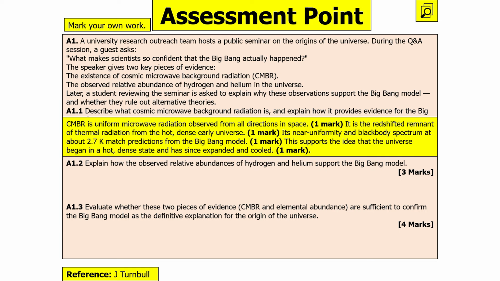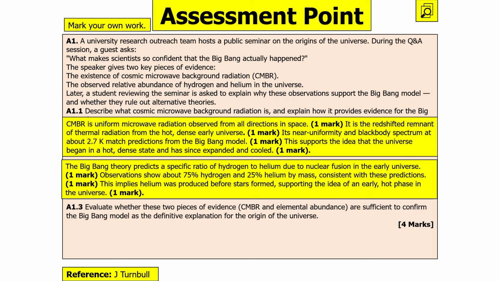In our first one, the CMBR is a uniform microwave radiation observed from all directions in space. It is the redshifted remnant of thermal radiation from a hot, dense early universe. It is near uniform, and the blackbody spectrum at 2.7 Kelvin matches predictions from the Big Bang model. This supports the idea that the universe began in a hot, dense state and has expanded and cooled since then.